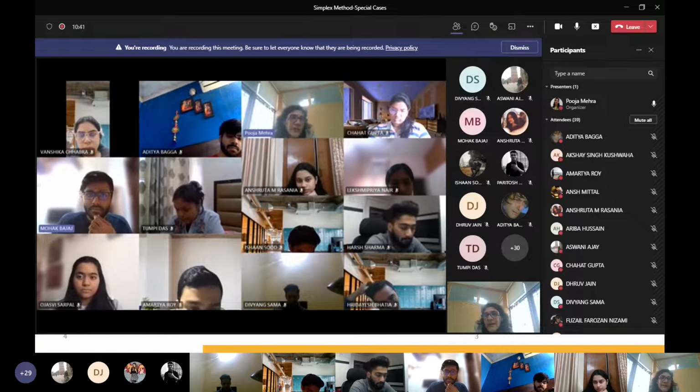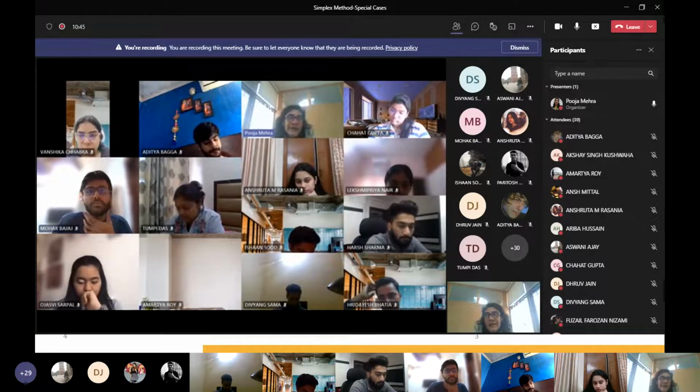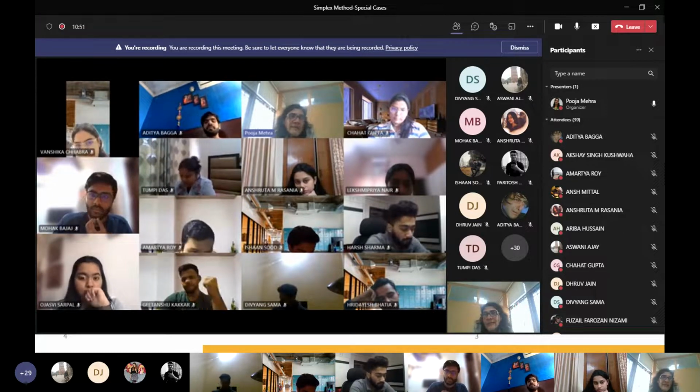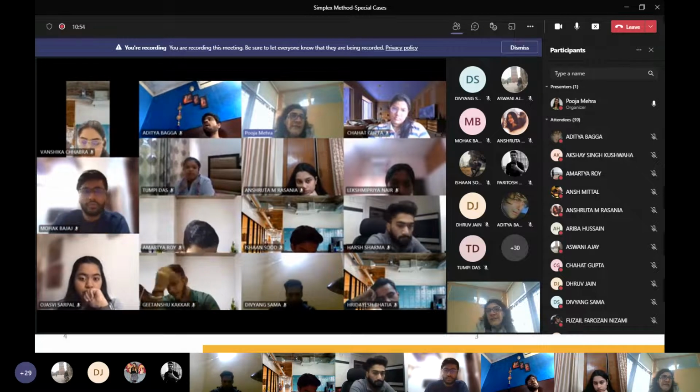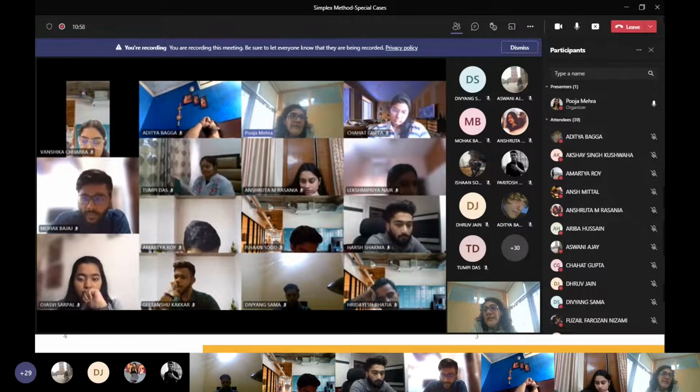positive ratio. When there is a tie, suppose there is one value 10, then it is minus 38, then it is infinity, so we select 10. So if the ratios are 10, 25, 30, we select the 10 as the key ratio, and corresponding to that, the row is known as the key row.